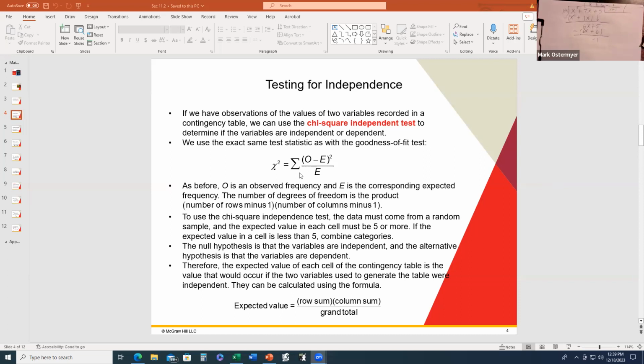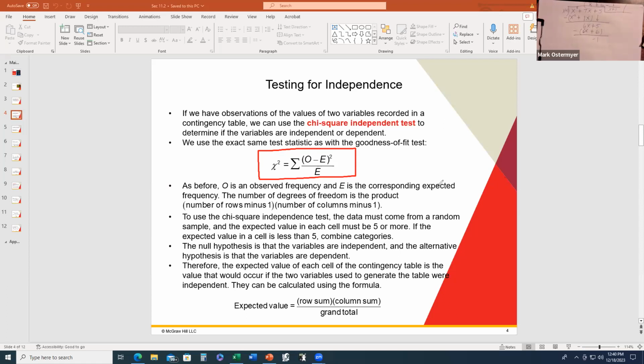And this looks awfully familiar. Where did we see this before? Where and when did we see that? The goodness of fit test? Wasn't that the test statistic for the chi-square goodness of fit test? Same thing, wasn't it? So the test statistic is the same between that test of last week and this test this afternoon.